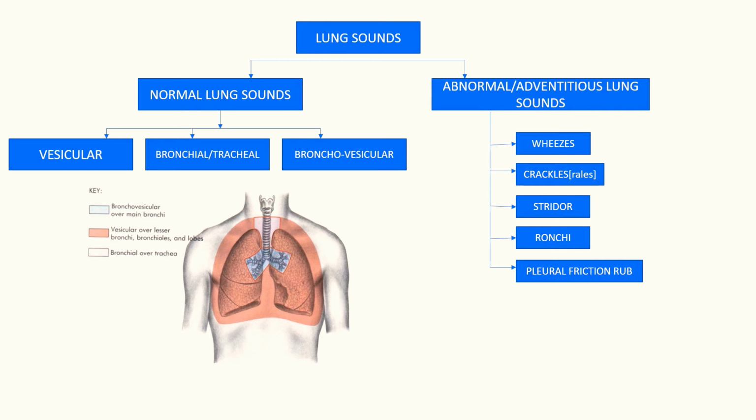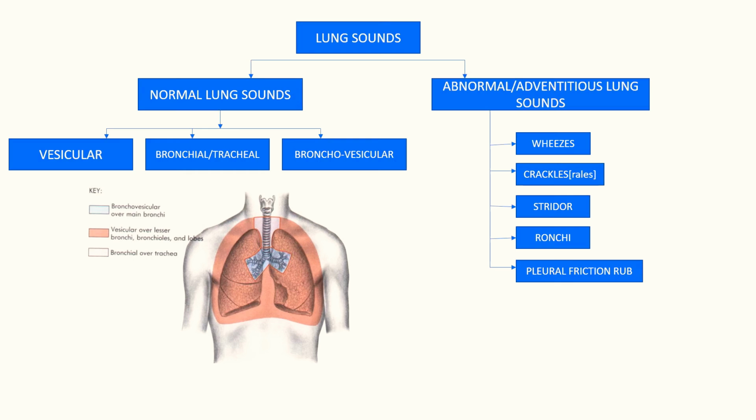So let us understand the different types of lung sounds. There are two types: normal lung sounds and abnormal lung sounds. Normal lung sounds can be heard in all individuals, and generally include vesicular, bronchial or tracheal, and bronchovesicular. Vesicular lung sounds are low pitch and are heard over most of the lung, as you can see in this area. Bronchial or tracheal sounds are high pitched and are normally heard over the trachea, as the name says. Bronchovesicular lung sounds are medium pitch and are heard over the mainstem of the bronchi.